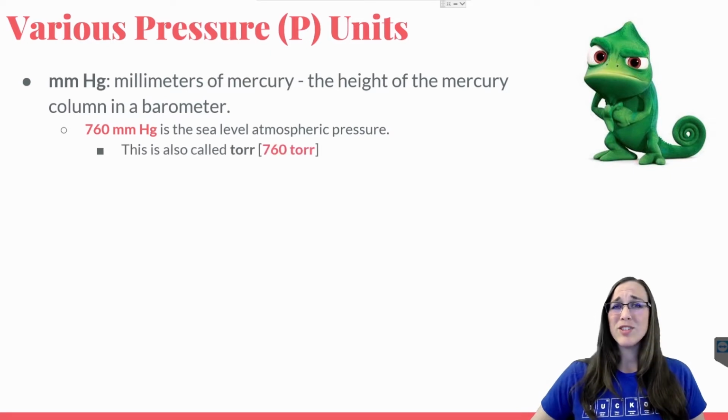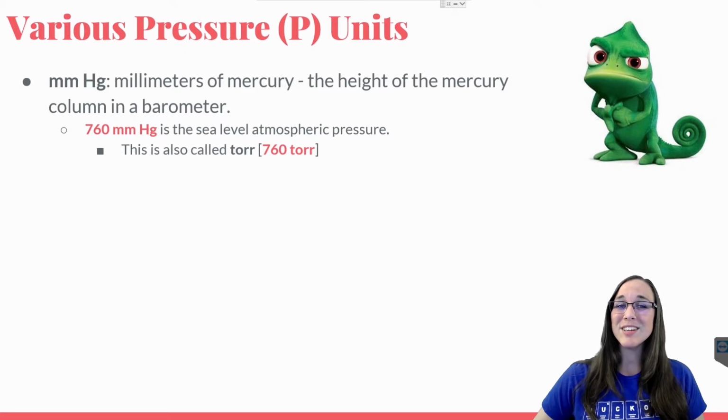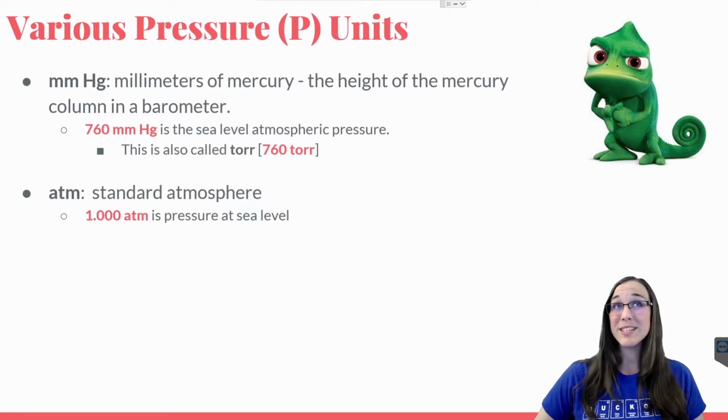Since it's never enough just to have one unit to express the same thing, we also call it 760 Torr. You can also put that on your graphic organizer as being equal to 1 atmosphere and equal to 760 millimeters of mercury, which is equal to 760 Torr. We know that ATM stands for standard atmosphere, and again, 1 ATM is the pressure at sea level. That's why it's equal to the 760 millimeters of mercury, because that's also based at sea level.